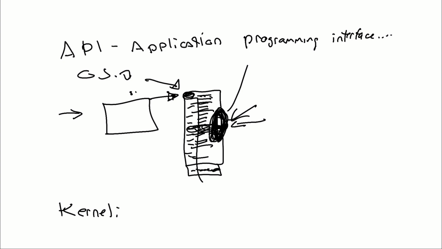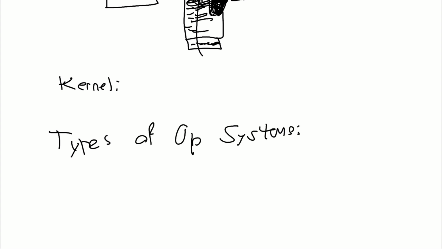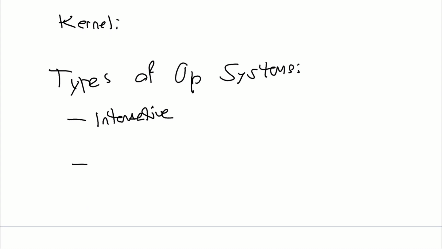But anyways, let's talk about the different types of operating systems and their development through history. There are two main kinds of operating systems that came up, and those were basically the interactive system and the batch system.